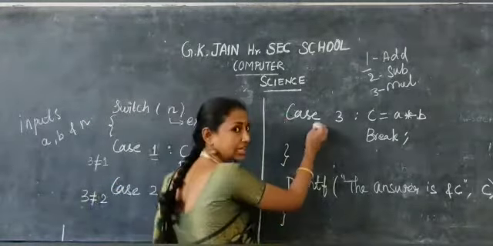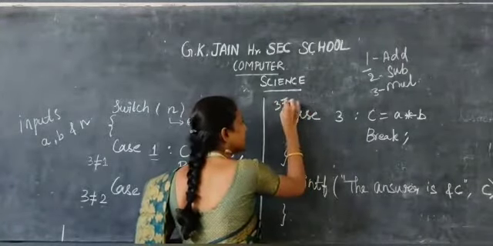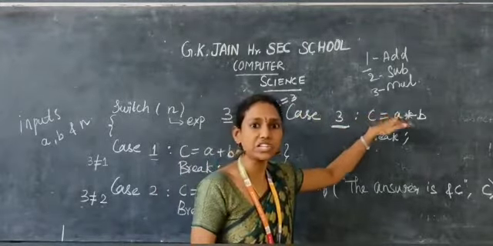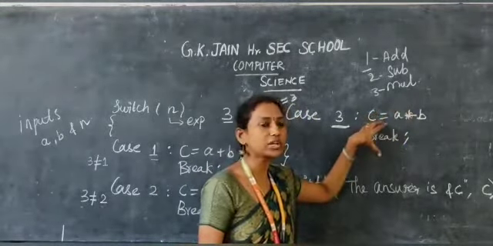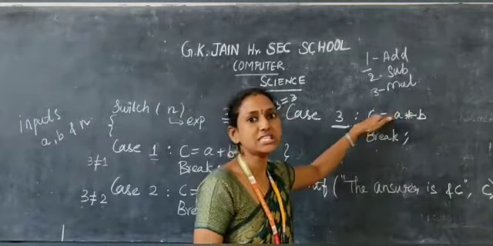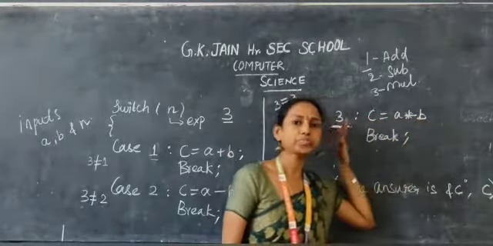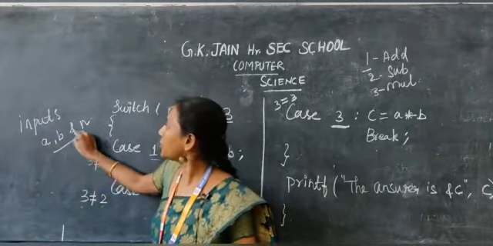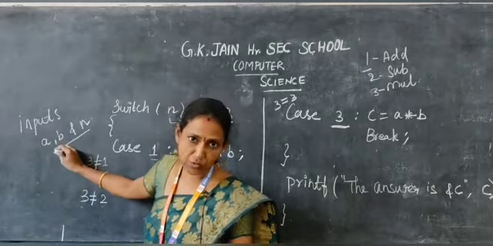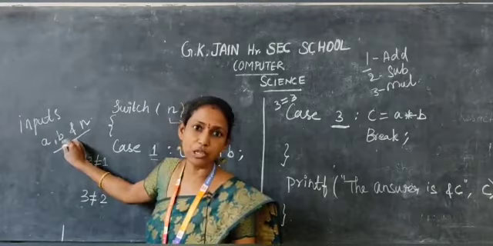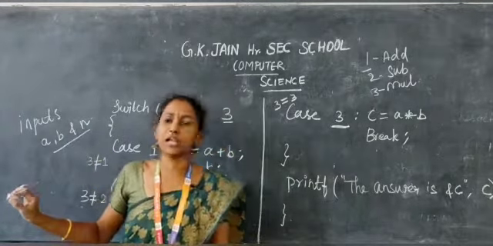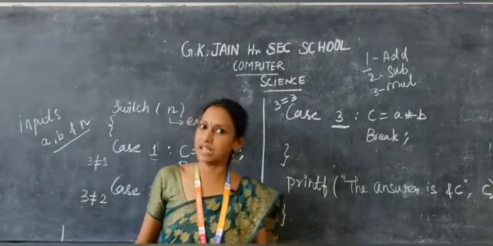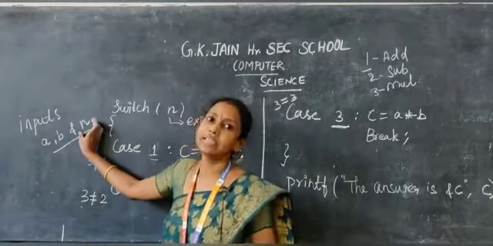Again, it will check case 3. So 3 is equal to 3. Here it matches. So it will perform the action given in the block. What is the action given inside the block? C is equal to A into B. So A and B are the inputs of our program. What are the inputs of our program? A is an integer value, B is an integer value, and n is also an integer value. So these two values are going to have addition or subtraction or multiplication performed based on the n input.